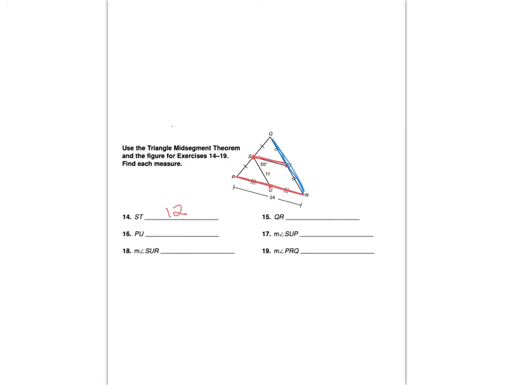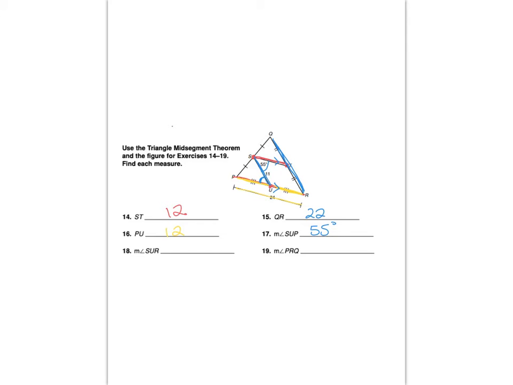QR, that one is parallel to SU. SU's 11, QR has to be double that. PU, so this is a different kind of thing that I want you to think about. That's not a mid-segment. That has nothing to do with something being a mid-segment, but it's congruent to UR because of the 3 tick marks, and the whole thing is 24, so I know that that's 12. Measure of angle SUP. Well, because these are parallel, that's an alternate interior angle, so it's 55 degrees.